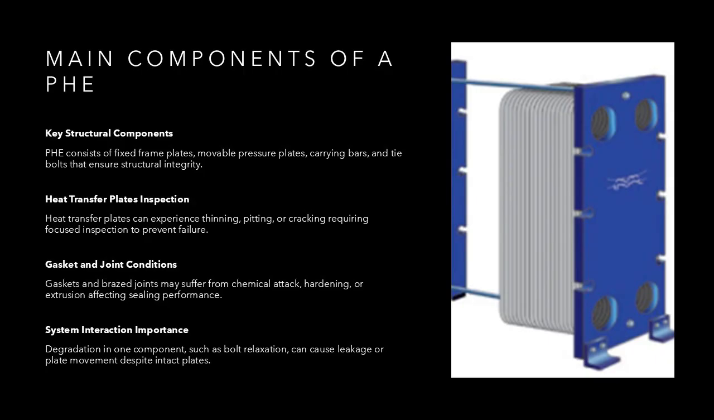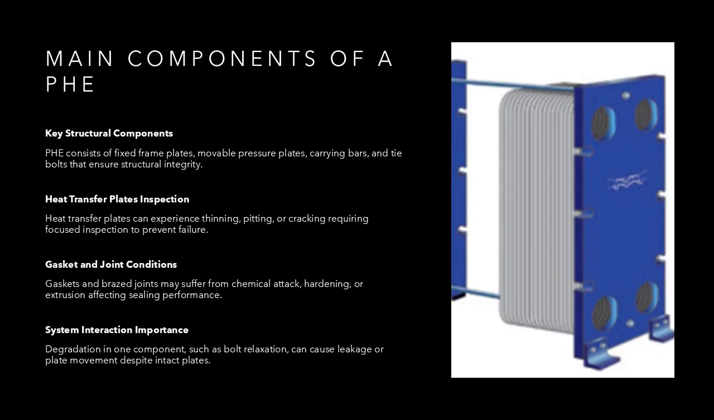This slide describes the main components that require inspection focus. These include the fixed frame plate, movable pressure plate, heat transfer plates, gaskets or brazed joints, carrying bars, and tie bolts. From a mechanical integrity perspective, each component has distinct failure modes and inspection considerations.